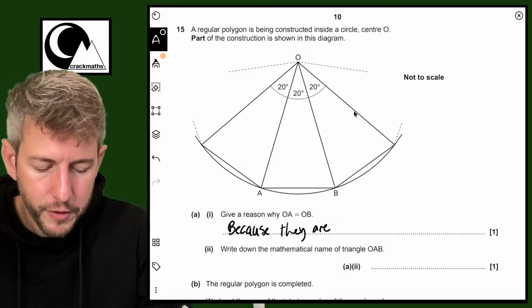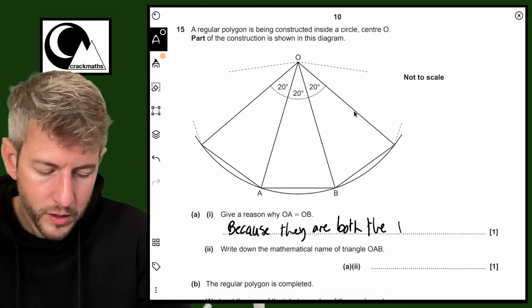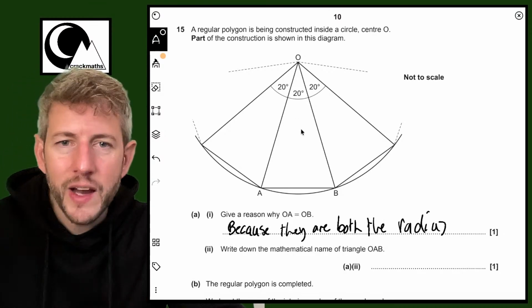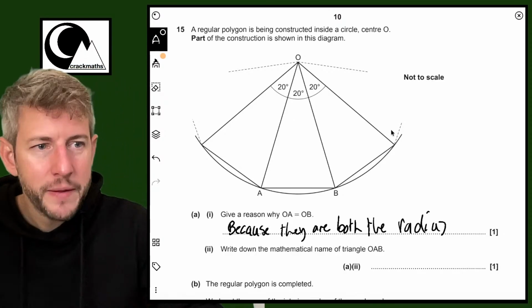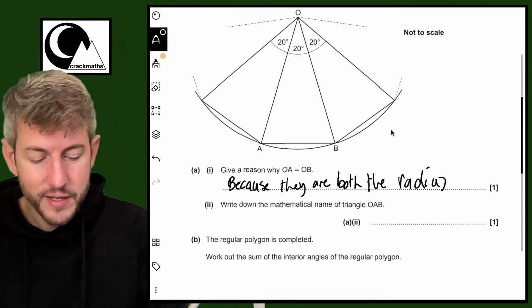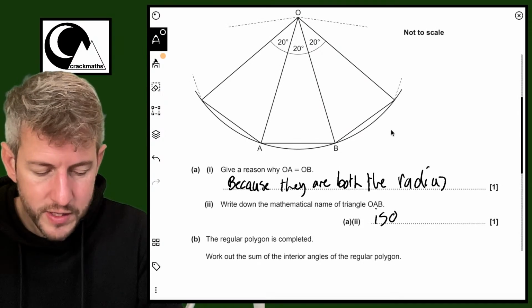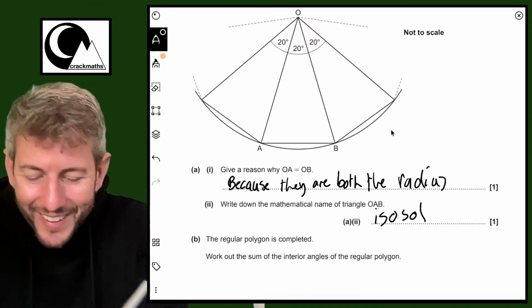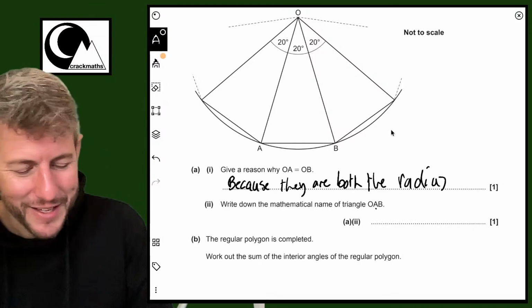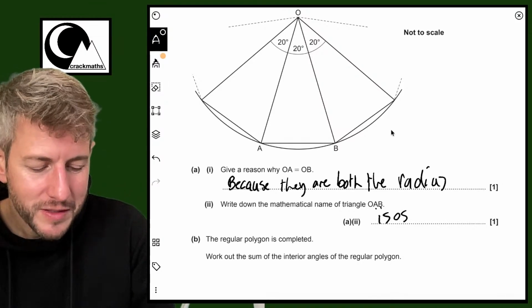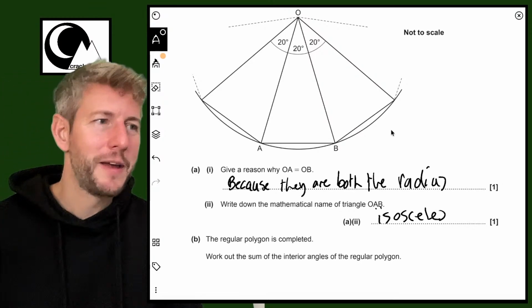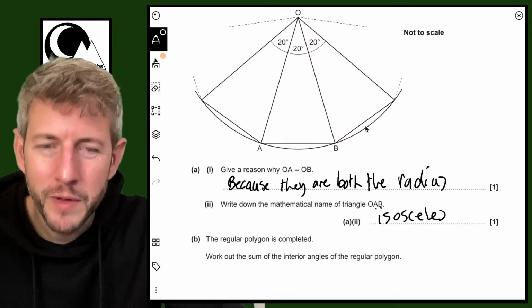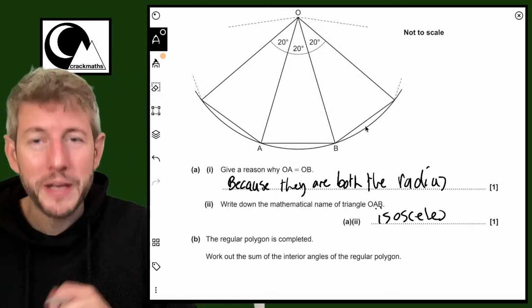They are both the radius. Okay, here we go. Now, write down a mathematical name for triangle OAB. Well, the name for a triangle with two sides the same is an isosceles. I've spelt this wrong. Oh my gosh, I've forgotten how to spell isosceles. I think like that. I think that's it there. So isosceles. I might have it wrong, the C might go there. But we'll find out when we look at the answers. They won't pin you down for that.